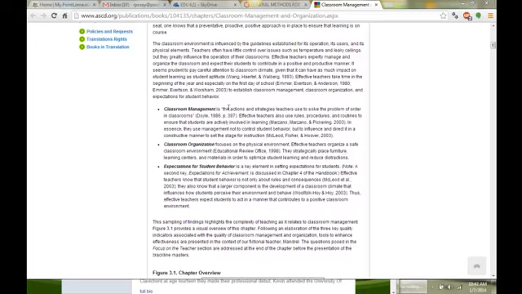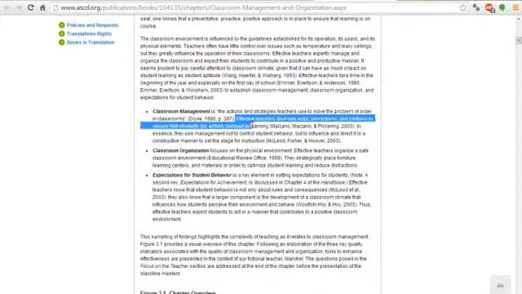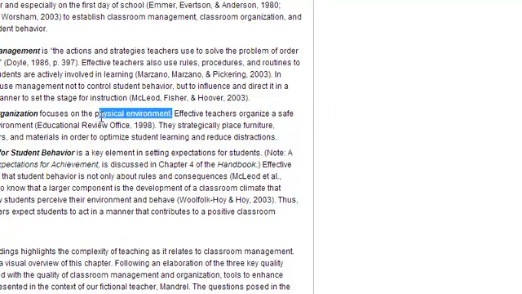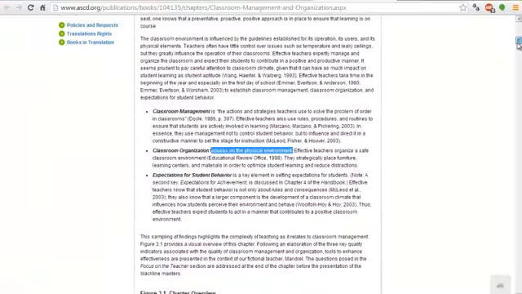First is classroom management. It says here that effective teachers use rules, procedures, and routines to ensure that students are actively involved in learning. So managing the classroom is more than just having rules, but having procedures in place and routines that students understand pretty well. And then classroom organization has to do with how you organize the physical environment. You'll see it right there. And that's really important as well, because you want to have students able to get materials they need, have the furniture placed well for them to get around the room, and also in order that they might not be distracted.